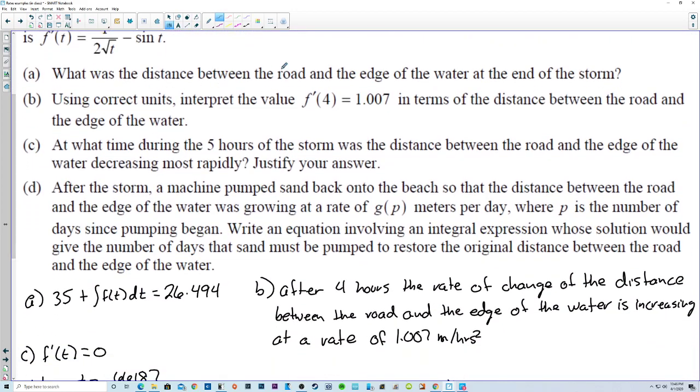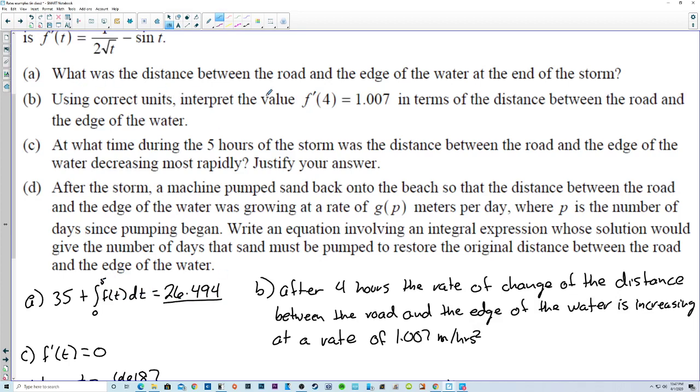What was the distance between the road and the edge of the water at the end of the storm? So it starts out with 35, and then you add the integral from 0 to 5 of f of t dt. That ends up being 26.494.